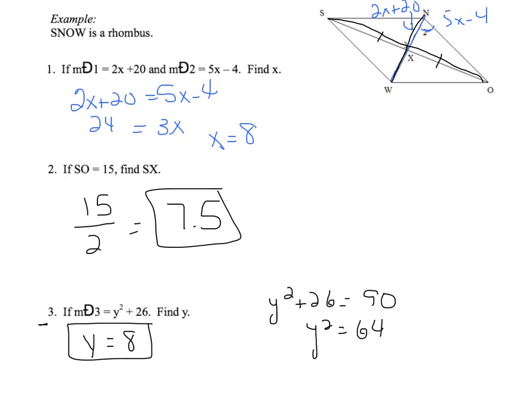Okay, so they tell you angle 3, which is right here, is y squared plus 26. You should know that these diagonals are perpendicular, making this 90 degrees. So if you set it equal to 90, you find that your y, when you take the square root here, is 8.